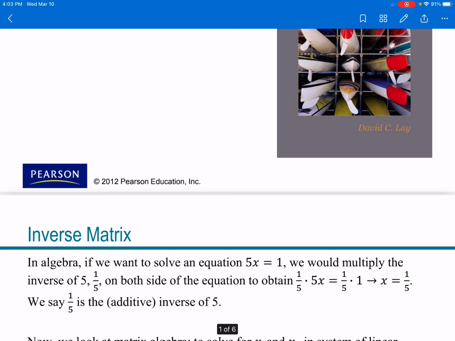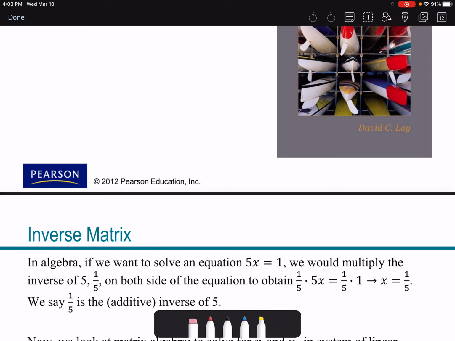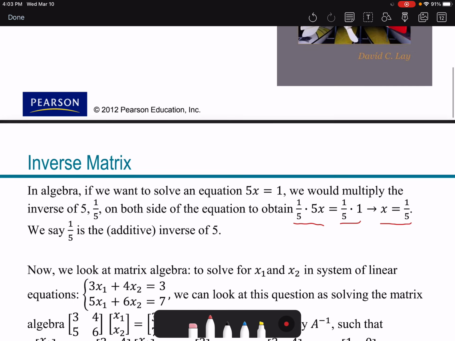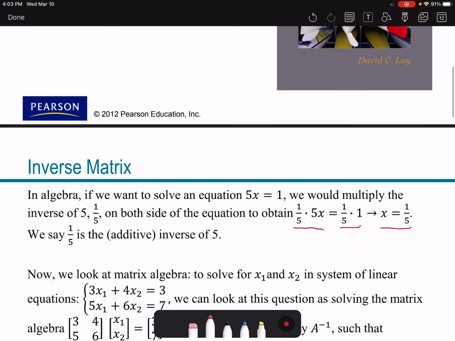In algebra, if we want to solve an equation, let's say 5x equal to 1, we would multiply the inverse, or the reciprocal, if you like, of 5, which is 1/5, on both sides of the equation to obtain 1/5 times 5x. The right-hand side is 1/5 times 1, so the solution is x equal to 1/5. So we say 1/5 is the inverse of 5. All right, so now we look at matrix algebra.